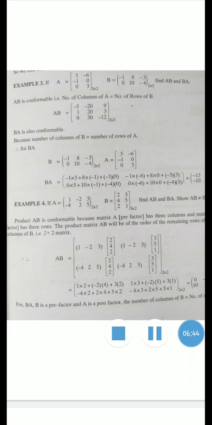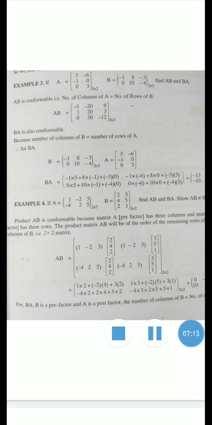Next is second row, third column. So -1 into -3 is +3. Plus 0 into -4 is 0. So answer is 3. Similarly, अब आ गया A33. So third row, first column 0. Then third row, second column. So you will be getting 30. And third row, third column. You'll be getting -12. So this is AB.